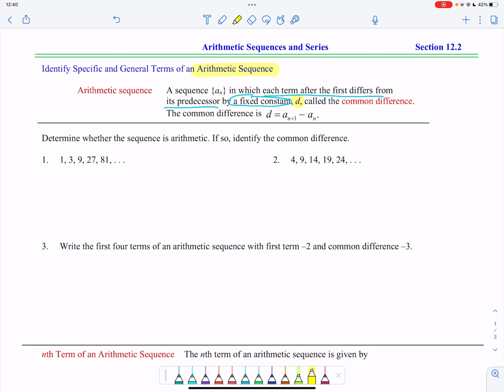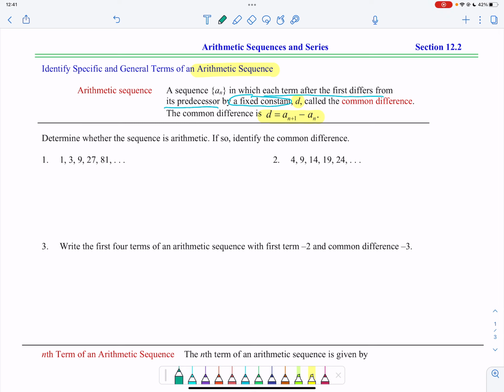And we can find d quite easily by taking the future term minus a previous term. So we will be able to tell whether a given sequence is arithmetic or not by looking to see if we can compute a common difference. So in number 1 and number 2, we're going to determine whether the sequence is arithmetic or not, and if so, we will find d.